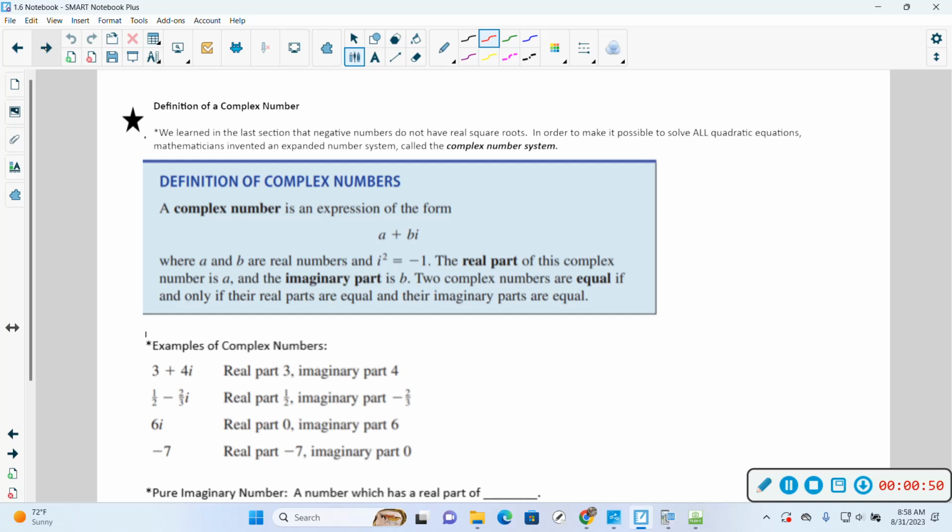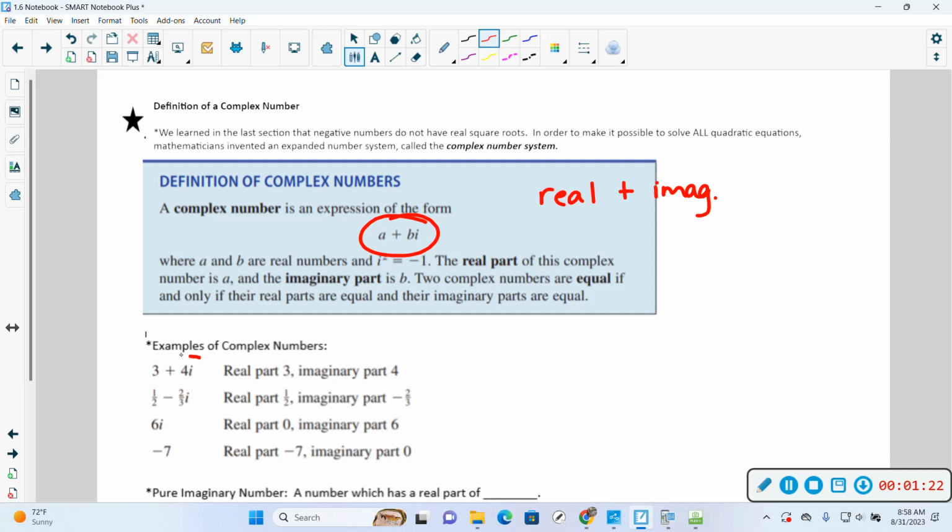But let's just take a look at what is a complex number. Of course, negative numbers do not have real square roots. To make it possible that all quadratic equations have answers, we are going to use complex numbers. So this, of course, is key: a plus bi. Now, the order does matter when you write your complex number. You have to write the real part first. That's just the order, the definition, and then the imaginary. So that's just one thing to be conscientious of.